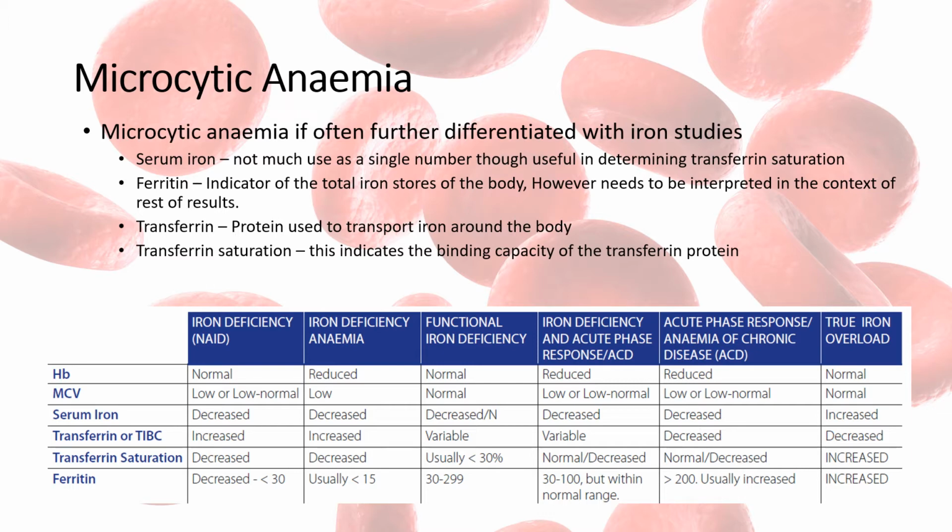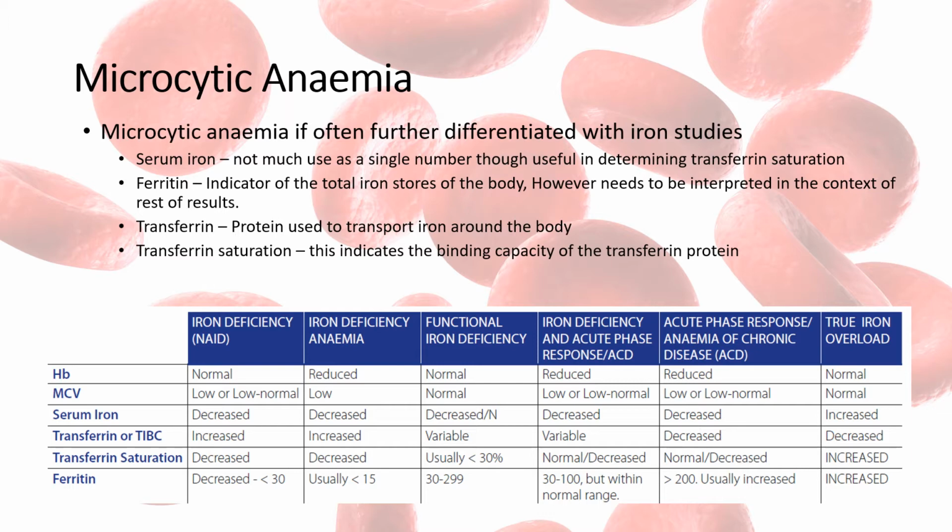Ferritin is used as a good indicator for the total iron stores of the body. However, it needs to be interpreted in the context of the rest of the results. As in patients with anemia of chronic disease, this will actually be elevated. However, there is a relative iron deficiency due to the reduced amount of transferrin present in the body.